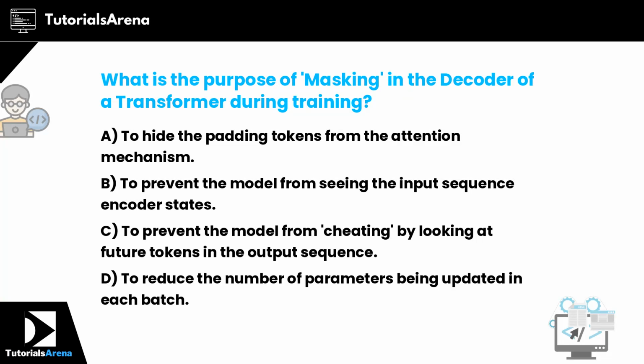What is the purpose of masking in the decoder of a transformer during training? The correct answer is option C. To prevent the model from cheating by looking at future tokens in the output sequence.